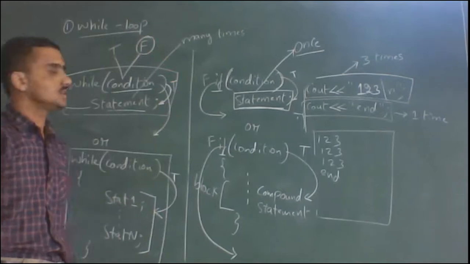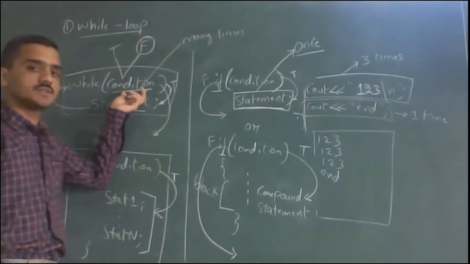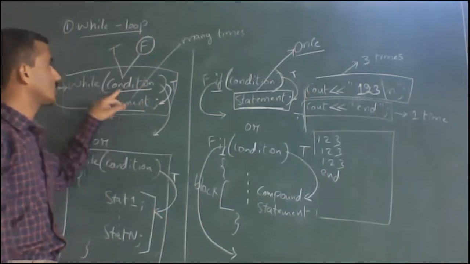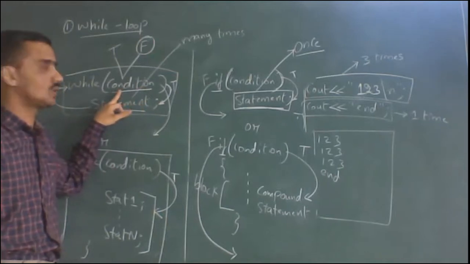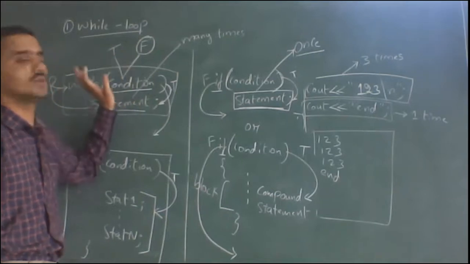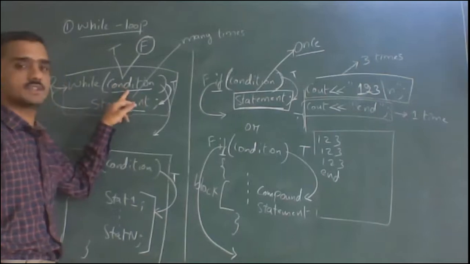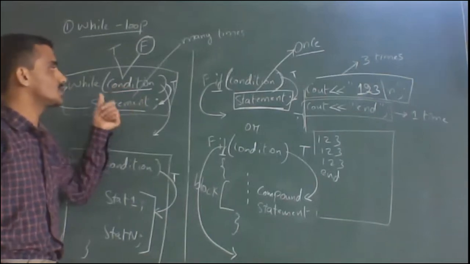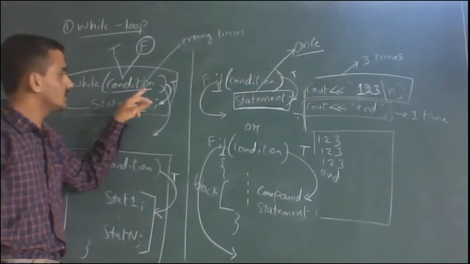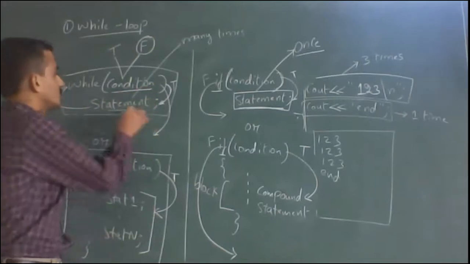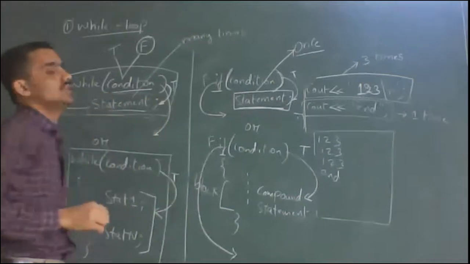Once again I will tell you: the first time, if the condition is true, execute the statement, and again go back to the condition to check whether it is still true or false, because a condition will result in true or false. If it is true, execute the statement, and again go back to the condition. Keep checking whether it is true or not. Once it becomes false, that loop will stop and program control will come out. That means the statement will not execute if the condition is false.